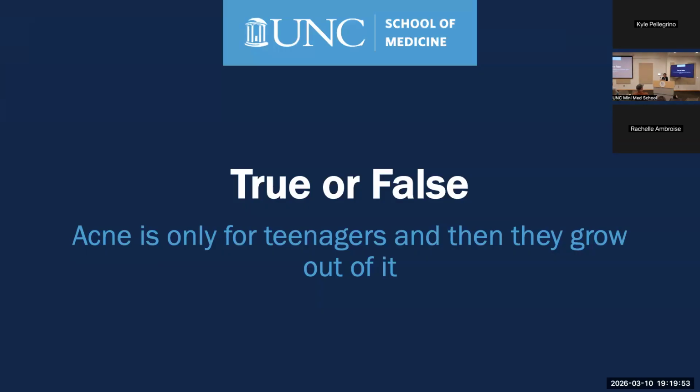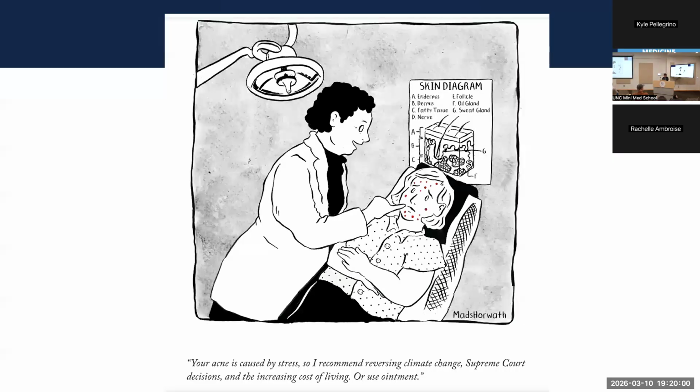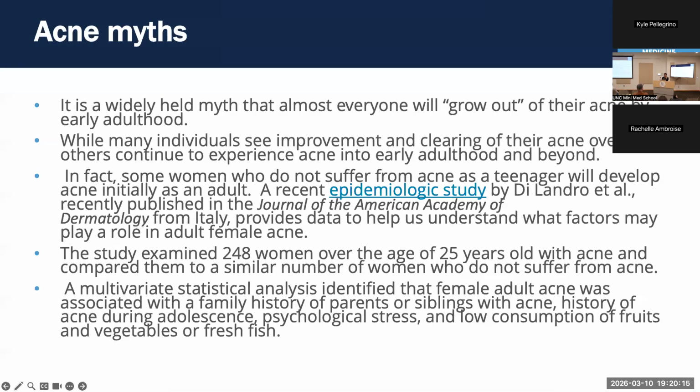Okay, true or false? Acne is only for teenagers and they grow out of it. False, right? Acne also happens to adults. We used to think that acne was just for teenagers, but now we know there's adult acne and adults get acne all the time. So there's really no such thing as growing out of acne. Some people are lucky and fortunate that they do grow out of acne. I am not one of them. I have acne scars.